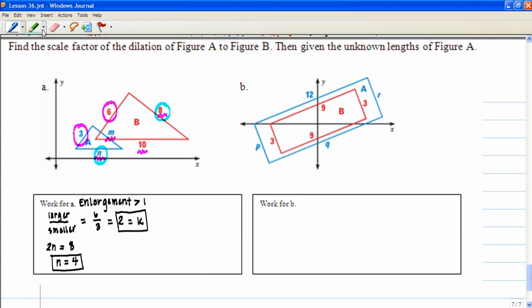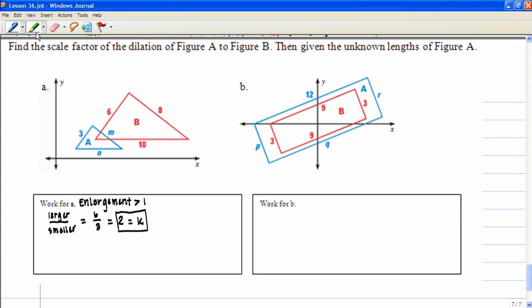All right, so I have one more thing to find, and that has to be this M here. And the M, if you can't tell, corresponds to this side of the blue triangle right there. Okay, now I'm ready to actually find some of these missing side lengths in figure A.